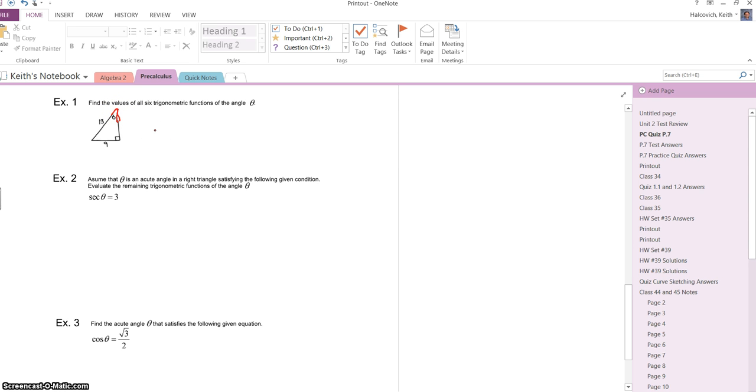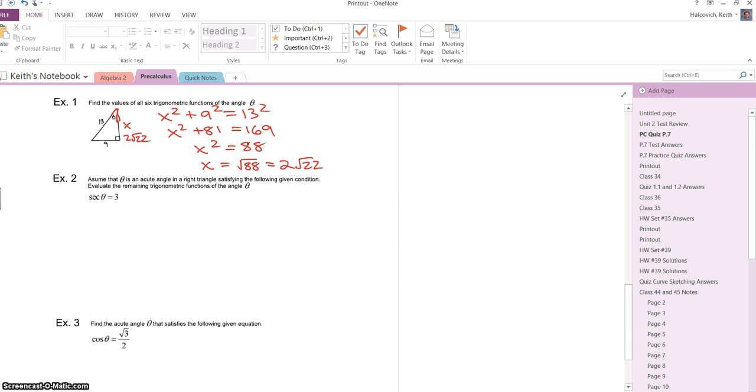Some examples here, this right triangle here. Find the six trigonometric functions of the angle theta. Well, notice we only have two of the sides. So to find the missing side, we have to do the Pythagorean theorem. So x squared plus 9 squared equals 13 squared. 9 squared is 81. 13 squared is 169. Subtract 81 from both sides, you get 88. And then take the square root. And when you simplify that, it's 2 rad 22.